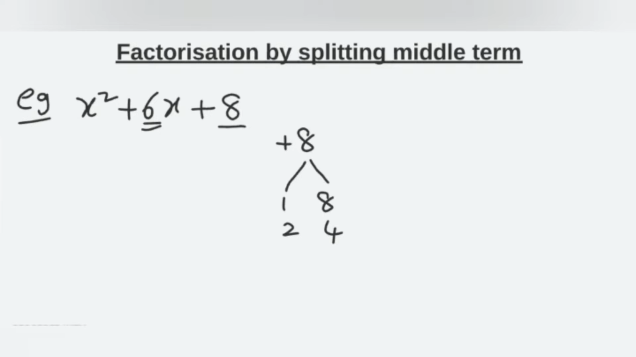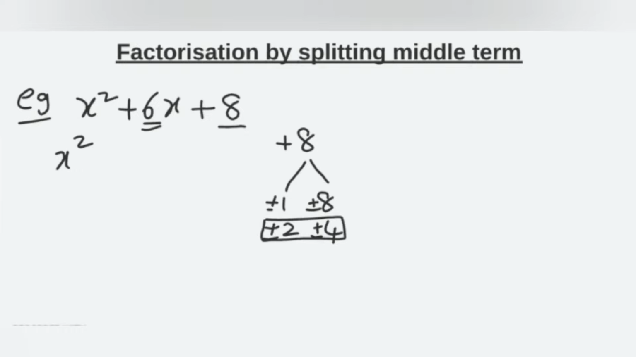So just see this: plus 1 into plus 8 or minus 1 into minus 8, plus or minus. Even plus 2 into plus 4 or minus 2 into minus 4, but you want the middle term as plus 6. So you want to take both positive. Plus 2 into plus 4, let us take. So the suitable factors are plus 2 and plus 4.